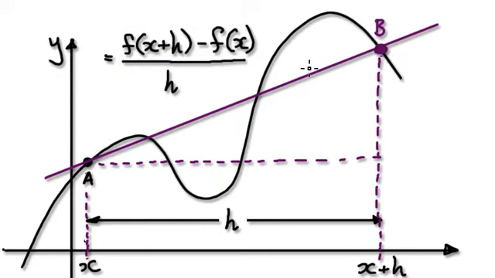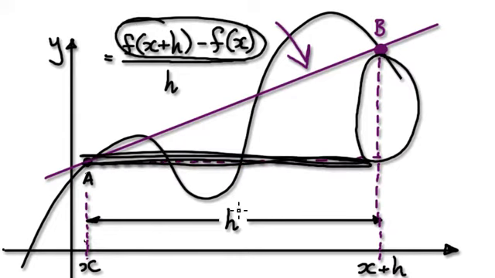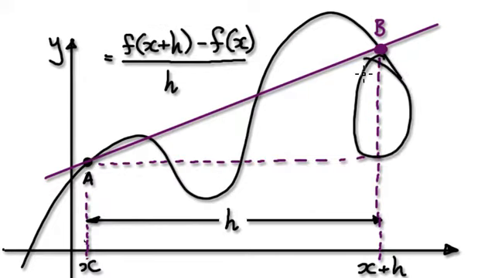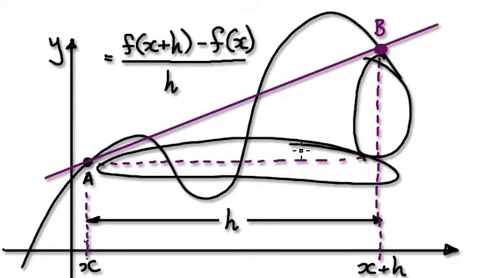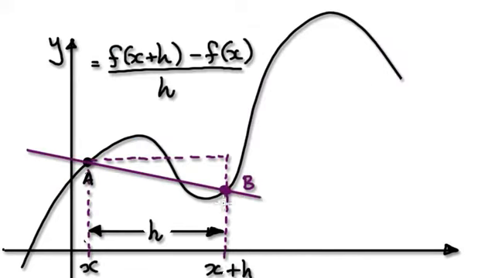For us to find out the gradient of this line here, we would get the height here. We would get this height, which is this bit here, and then divide by this distance here, the base here, which is h. So the gradient of this line is really this divided by this length here. Okay, and then as we move b closer and closer to a, let's say b is here.